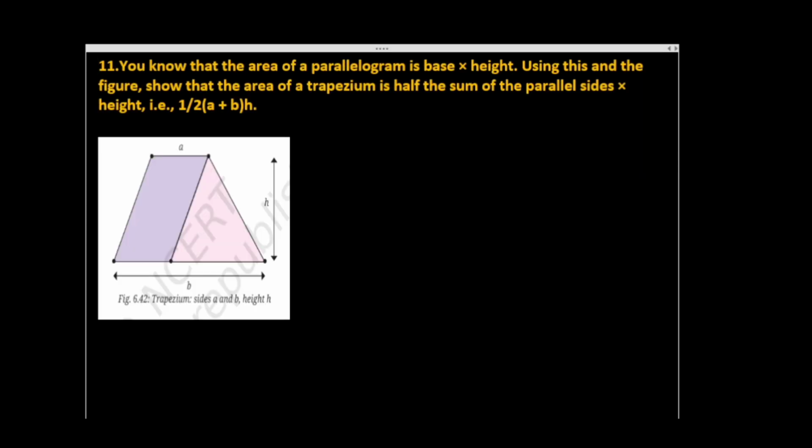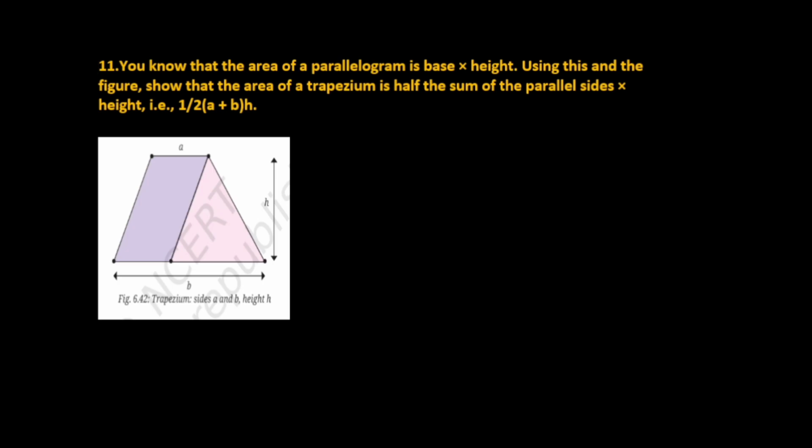11th sum. You know that the area of parallelogram is base into height. Using this and the figure, show that area of the trapezium is half the sum of the parallel sides into height, that is half of A plus B into H. Now we can name the trapezium. If we are naming all the vertices A, B, C, D, E.